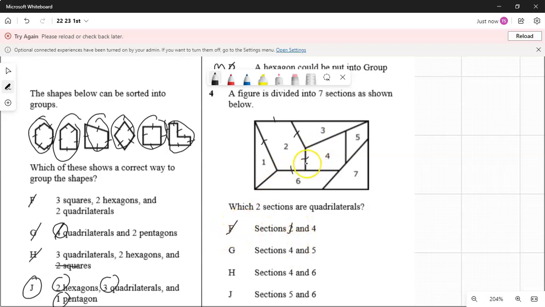Section 4. We'll look at section 4. I got 1, 2, 3, 4, 5. That's another pentagon. That cannot be it. So section 5. Section 5, I got 1, 2, 3, 4 sides. That's a quadrilateral. So that's good. And section 6. 1, 2, 3, 4. That's a quadrilateral. That's a parallelogram. So J would be the correct answer.